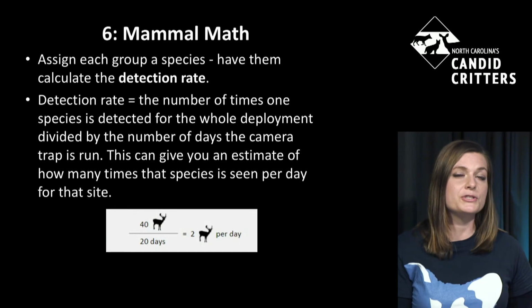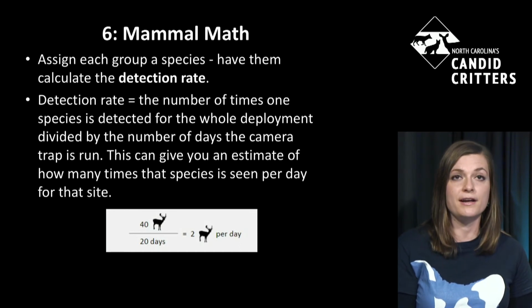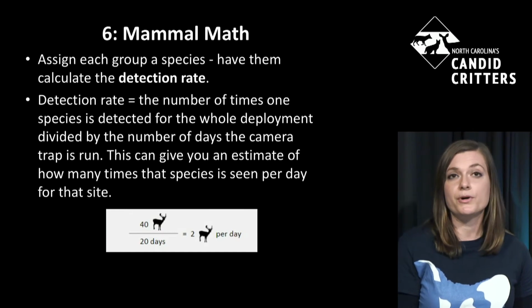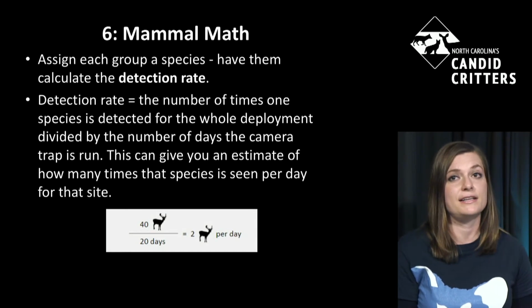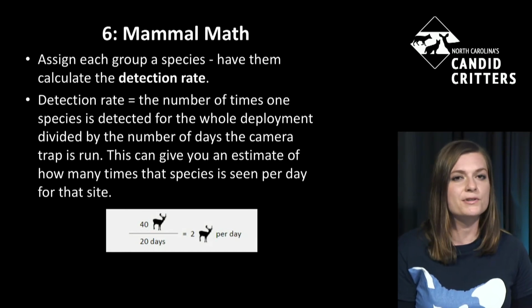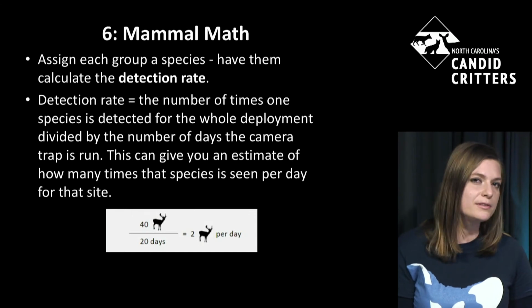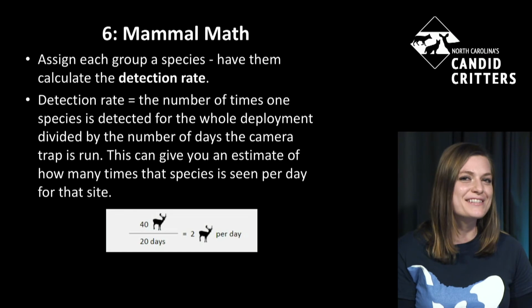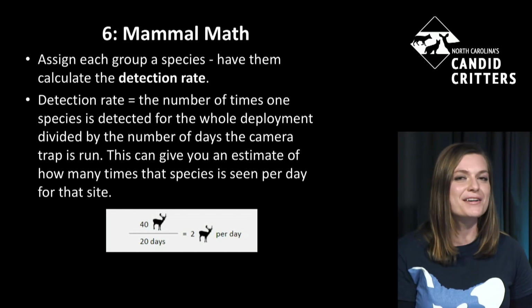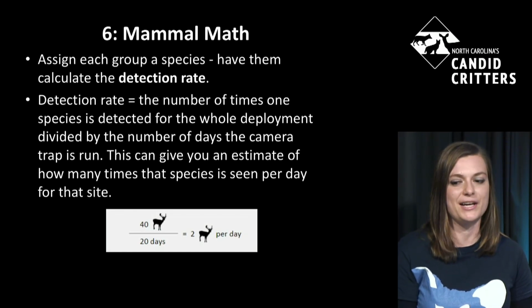And what they're going to do is take the number of times that that animal shows up on the camera trap. So here we have an example for deer. In this example, there are 40 detections of deer, and you take the number of days that the camera trap was run. So this person pulled their camera trap a little too short and only did it for 20 days instead of 21. But that gives us a nice even number for approximately 2 deer per day.